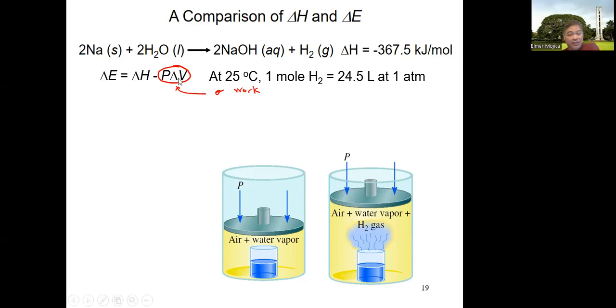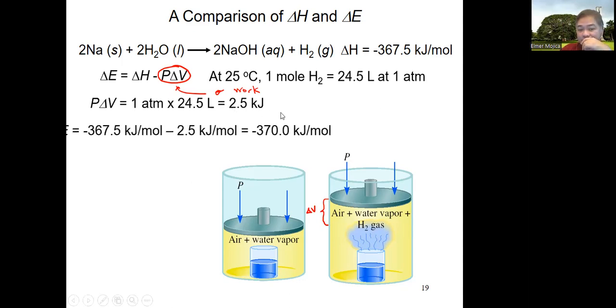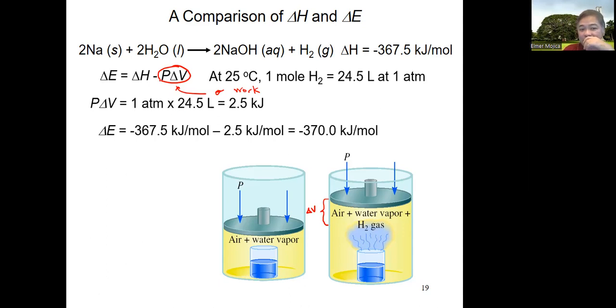Now, what do you think is the delta V here? Positive or negative, based on the given information? Positive. The delta V would be positive because the volume is like this, and if you look here, it expands. So that's your delta V. And the value that you have there is 2.5. But since you have a negative sign on that, you're going to subtract it from this. So the delta E that you have here is the whole heat plus work, or we could say the heat that you have there is Q. Okay?